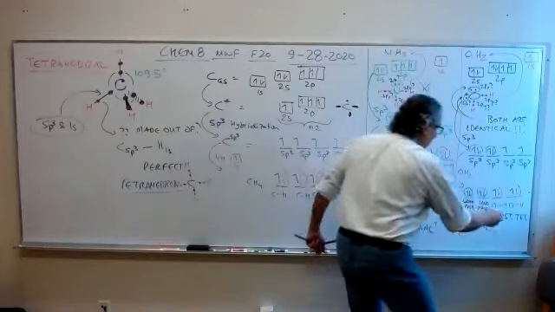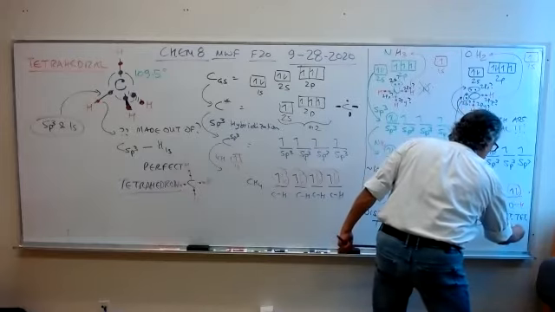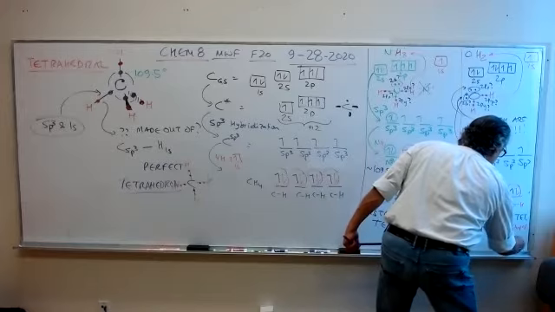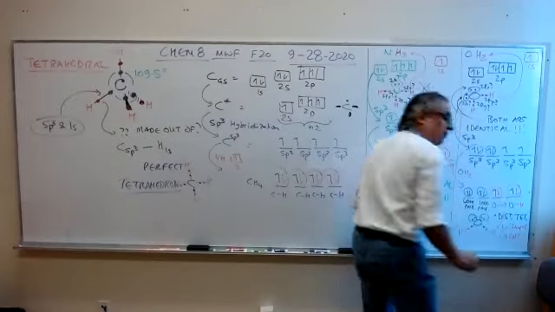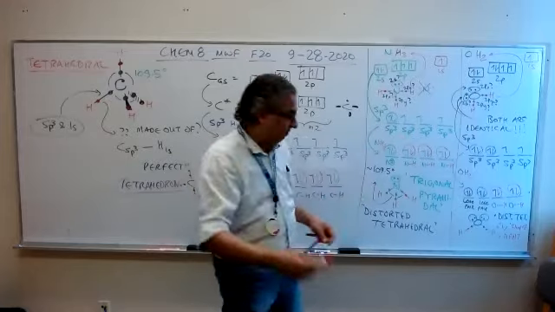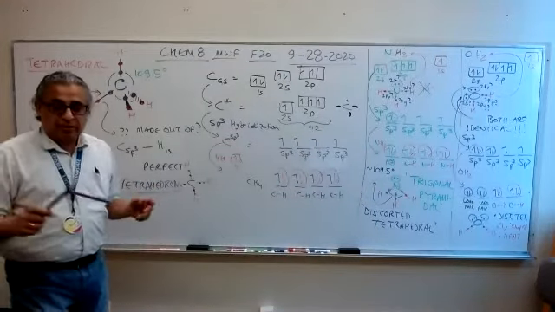Bent. There you go. You can call it distorted tetrahedral or V-shaped, or you can call it bent. It's that simple. See, organic chemistry is really not that meaningful. You can do it. It's not that difficult. So I think I'm going to erase the board.